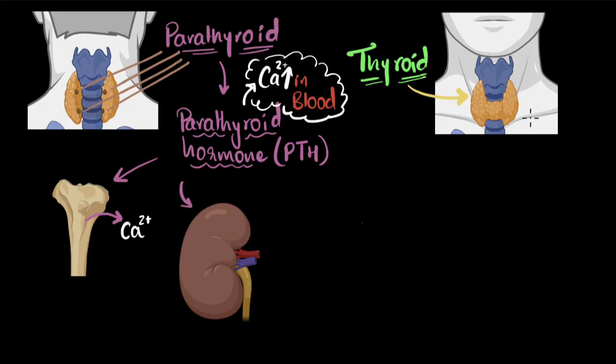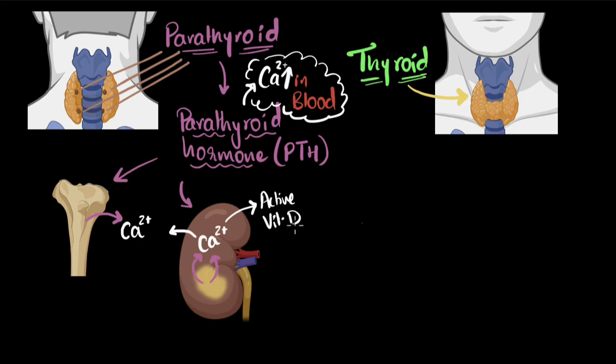Okay, what does it do in the kidneys? Well, in the kidneys, it asks the cells of the kidneys to reabsorb calcium from the urine. And once it reabsorbs it, the kidney puts it back into the bloodstream. Again, calcium levels in the blood have increased. But it also has one more effect. It also asks the kidneys to create active vitamin D.